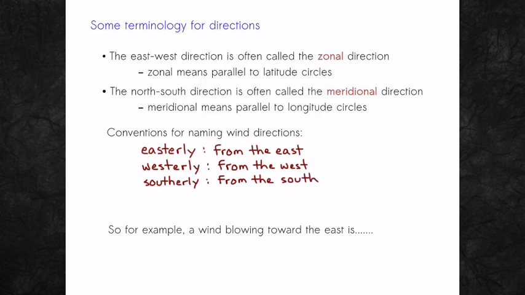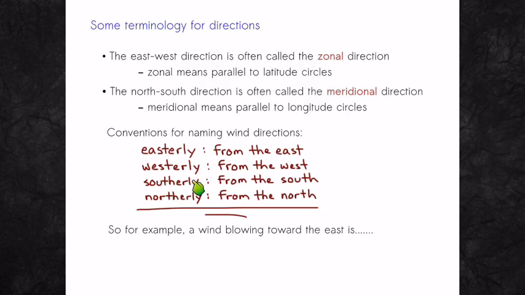Southerly, wind from the south. And of course, northerly is going to be a wind from the north. So that's how we do it. We take the direction the wind is coming from, we add -erly on the end of it, and that refers to a wind from that direction. So northerly is a wind from the north.